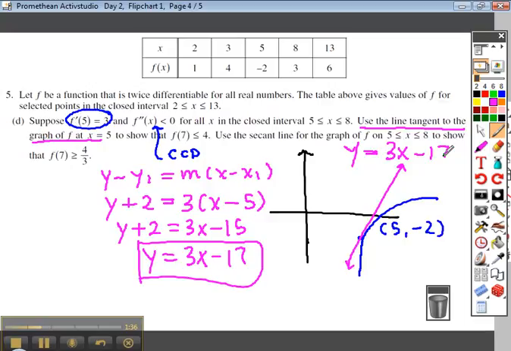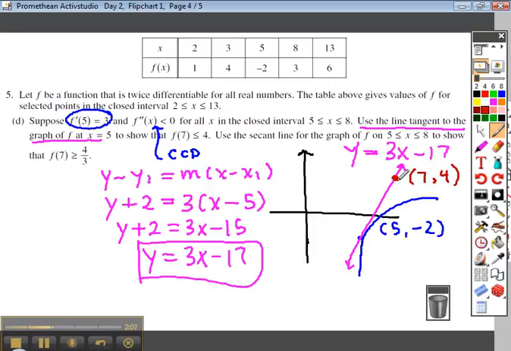So how do we use this to show that f of 7 has to be less than 4? Well, remember, the tangent line is pretty close to the actual function as long as you're nearby. So I'm plugging 7 into the tangent line, because for the function, I have no information at 7. If I plug in 7, I get 3 times 7, which is 21, minus 17, which is 4.